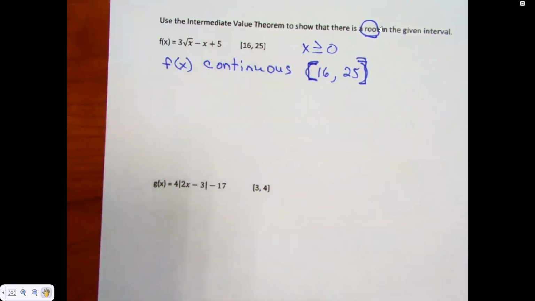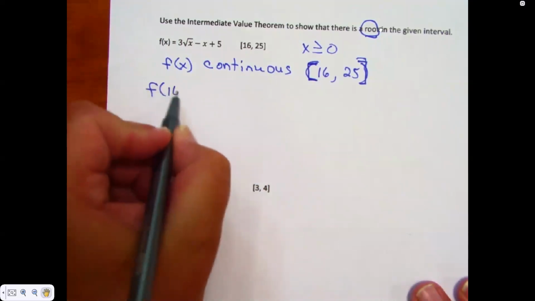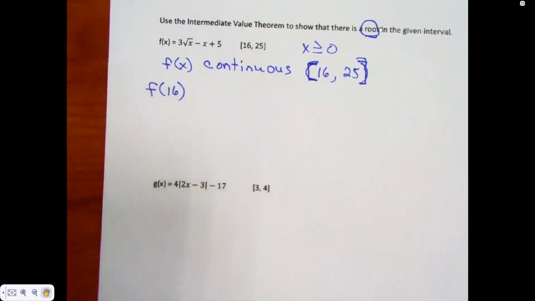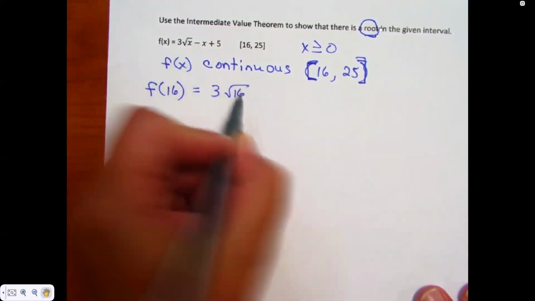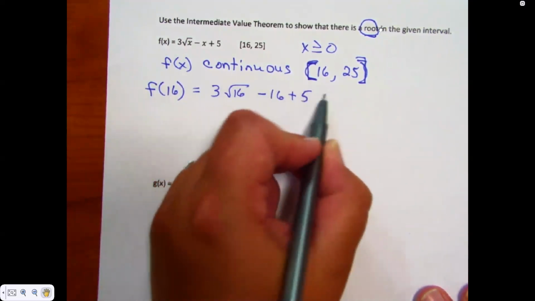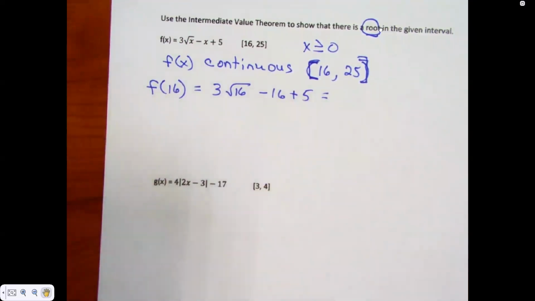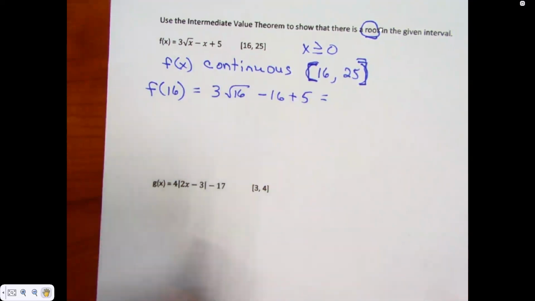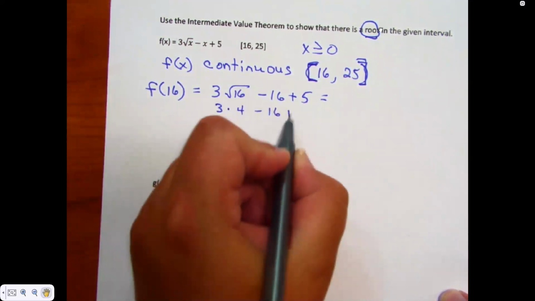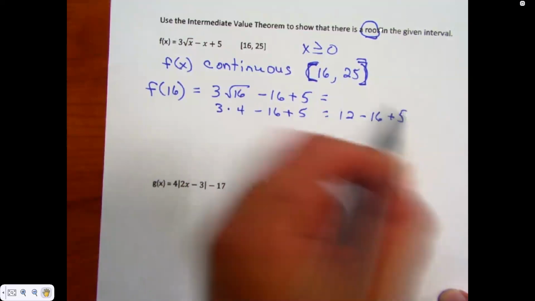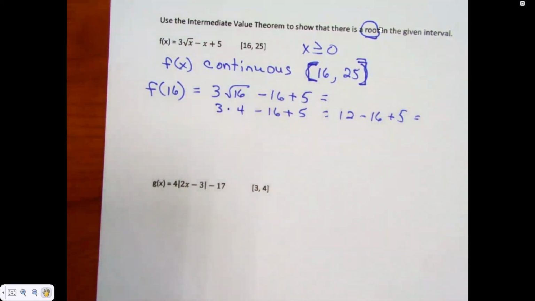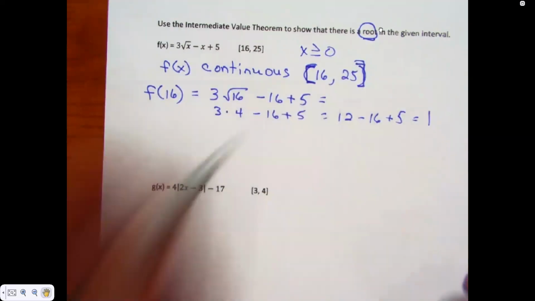Okay, then we do f of 16. We literally go get the y value. What is f of 16? 3 times square root of 16 minus 16 plus 5. So this is 3 times square root of 16, which is not 8, it's 4. Minus 16 plus 5. That gives us 12 minus 16 plus 5, which gives us 1. Are we okay going right to that?